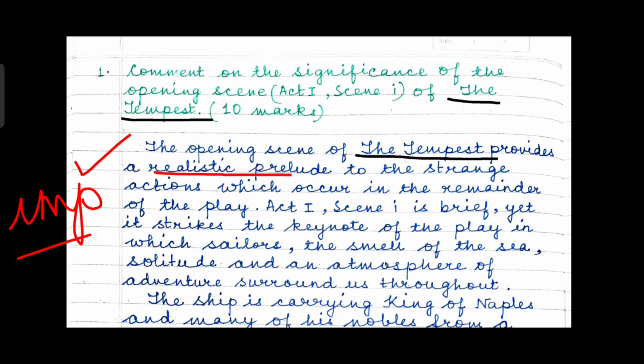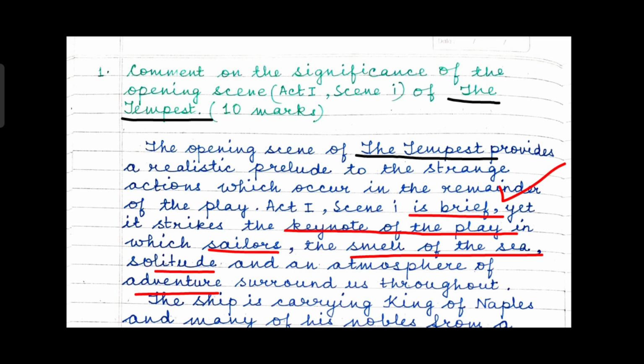Another striking feature of the opening scene, Act 1, Scene 1 is that it is brief. It is short. Brevity is important, yet it strikes the key note of the play, in which sailors, the smell of the sea, solitude and an atmosphere of adventure surround us throughout. So, these are all important points and I have mentioned them briefly in the introduction. I will not repeat these points again in the body. Do not repeat any point, avoid repetitions.